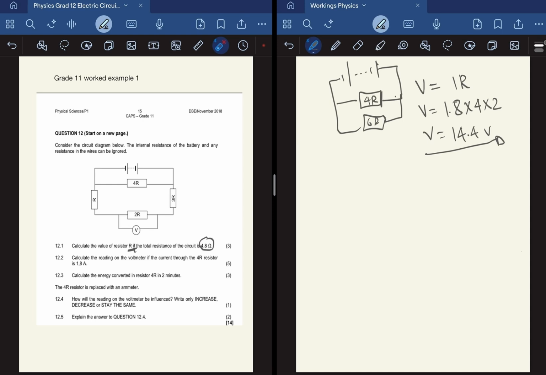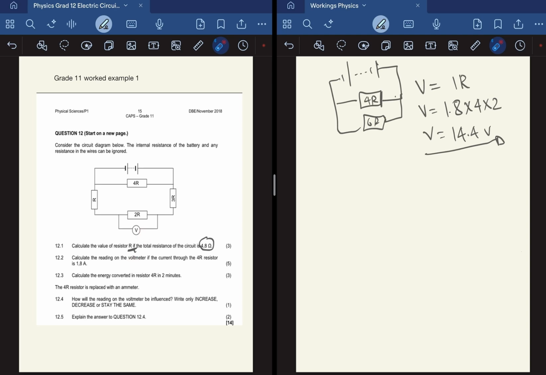Right, and then you know that the voltage that passes through this part is 14.4 volts. But what you also know about resistors in series is that the 14.4 volts will be shared amongst these 3 resistors.